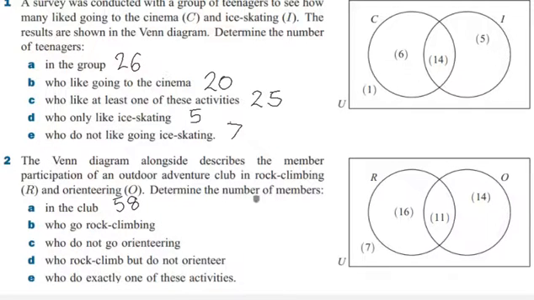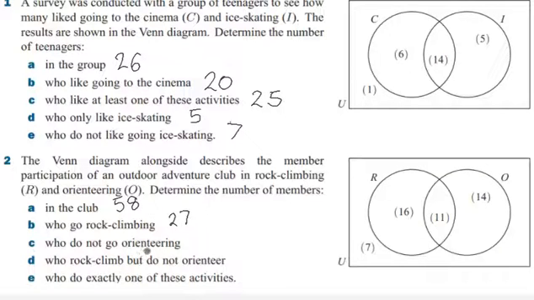All right. Determine the number of members who go rock climbing. So everything in the rock climbing circle will be for rock climbing. Remember, it wasn't stated rock climbing only. If it was rock climbing only, we would have picked this number 16. But the question says who go rock climbing. Okay, so that will be 16 plus 11, and that would give us 27. So 27 members go rock climbing.